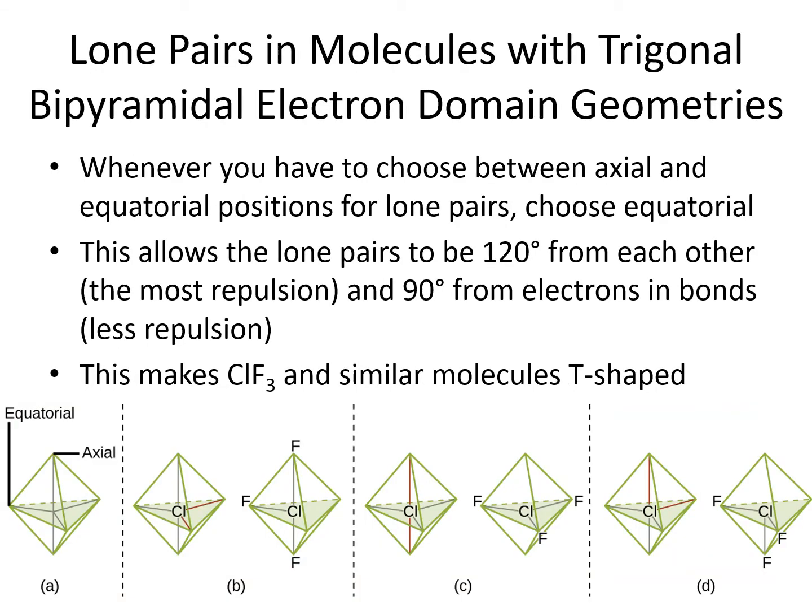Since trigonal bipyramidal molecules have 2 different positions, it matters where the lone pairs are. They are always going to go in the equatorial positions, not the axial. This is because the equatorial positions have the largest angles between them, 120 degrees. This gives the larger lone pairs extra space. This is why ClF3 and similar molecules are T-shaped, like in part B of the figure, rather than trigonal planar, like in part C of the figure.